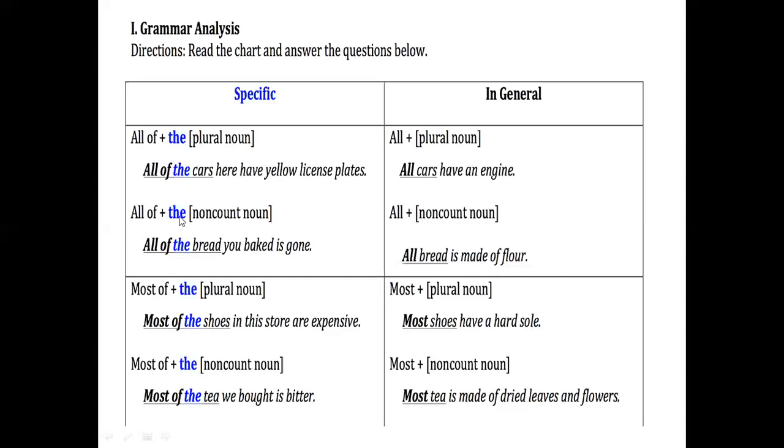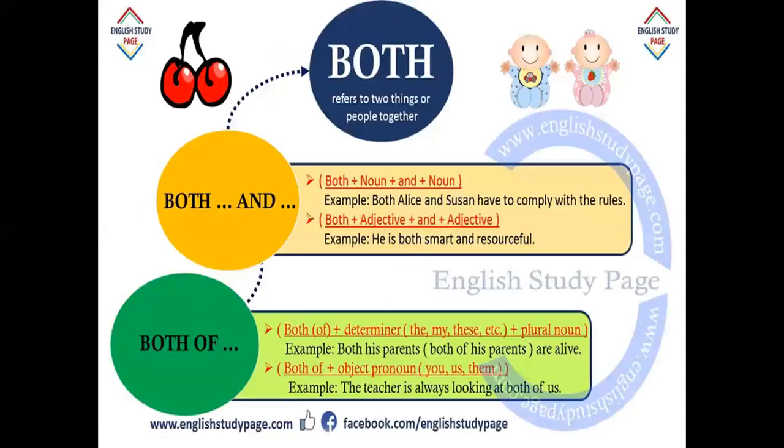This is the difference between all of and all. Remember, all of is when we are referring to specific things or specific people, and we can use it with plural nouns or uncountable nouns. All is for general things or people in general too. That's the difference.